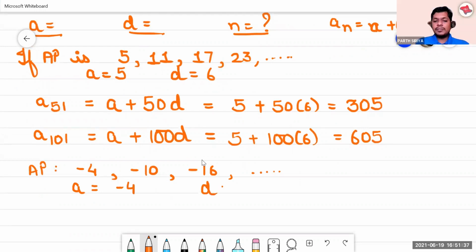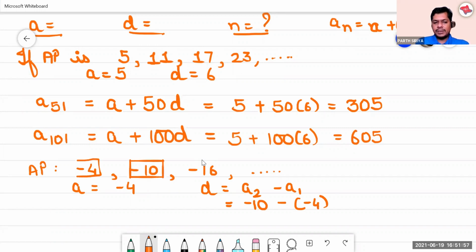What is the difference between the two numbers? 6. You'll have to check whether it is plus or minus. So how do we check? We subtract the first term from the second term. So that's -10 minus -4. You get -10 plus 4, that's -6. So yes, the difference is -6, correct.